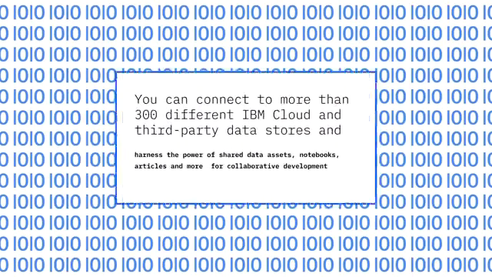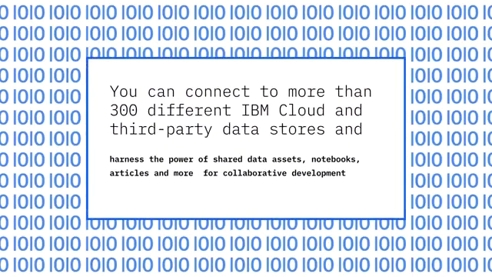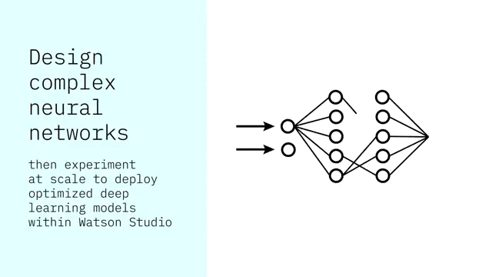You can connect to more than 300 different IBM cloud and third-party data stores, and harness the power of shared data assets, notebooks, articles, and more for collaborative development. Design complex neural networks, then experiment at scale to deploy optimized deep learning models within Watson Studio.